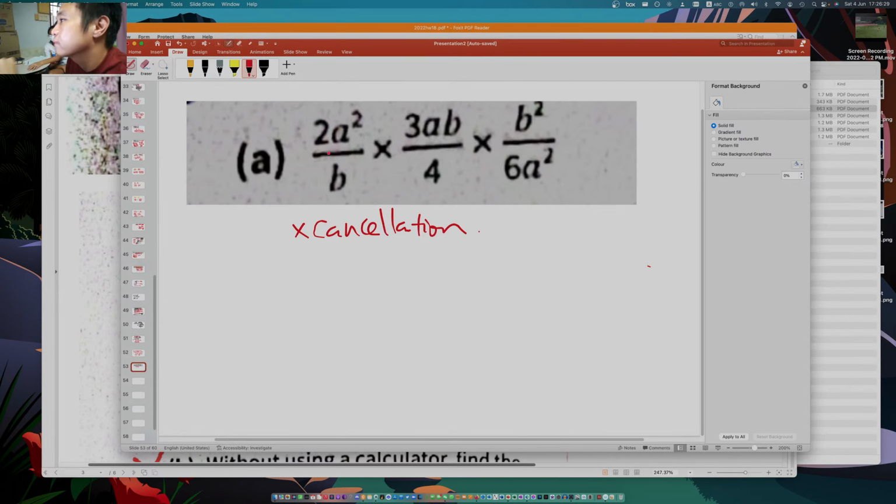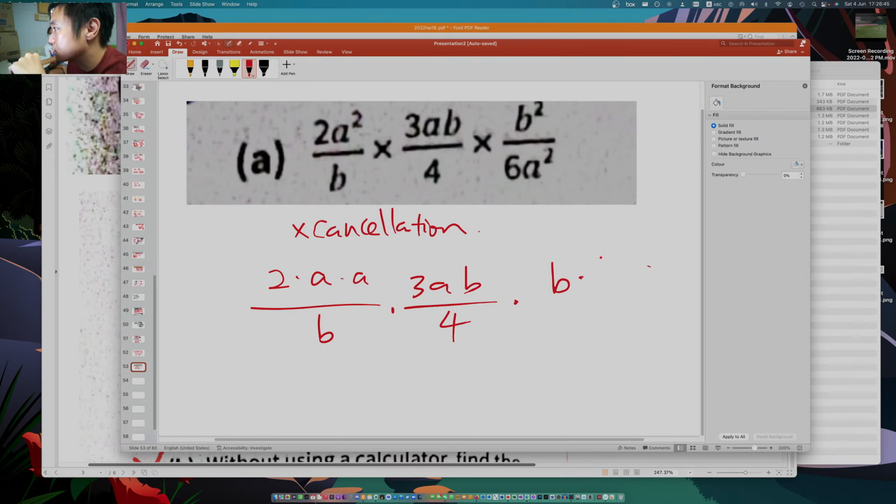It must be times. So when you times, what I will do is I will split to individual elements. Actually, the key here is always split to individual elements. Later I will tell you why splitting to individual elements helps. So b square is b times b, so 6 is 6, a times a. In a way, if you look at this, I think you can also see that 6 you can split to 3 times 2.